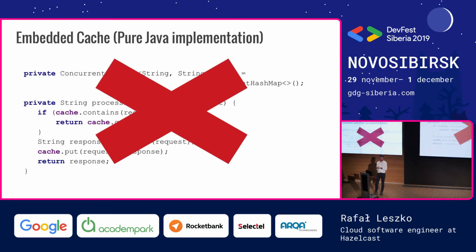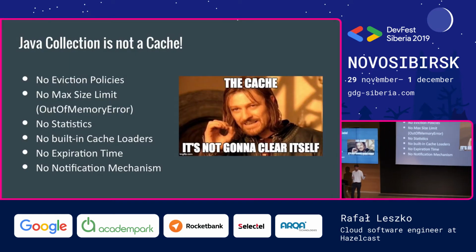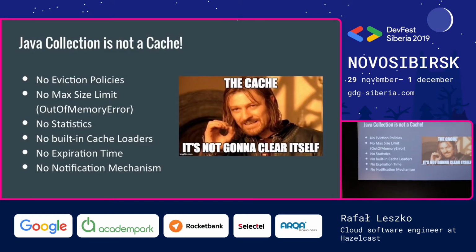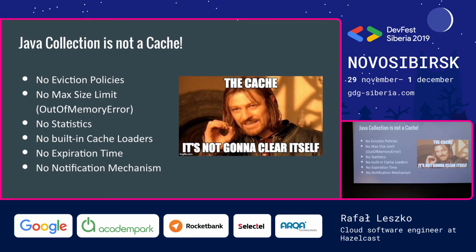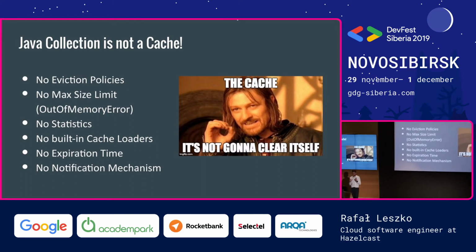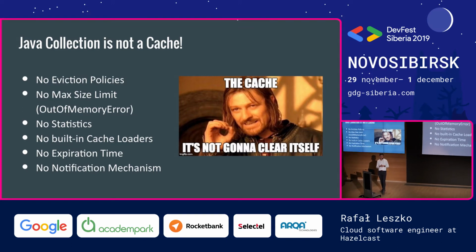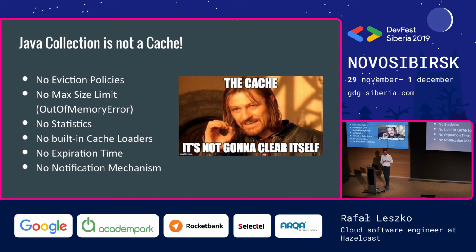Don't write your own version of caching, because a Java collection, or any language's collection, is actually not a cache. It doesn't have eviction policies, no max size limit, no statistics, no built-in cache loaders, no expiration time, no notification mechanism. So it's just not good enough for us.